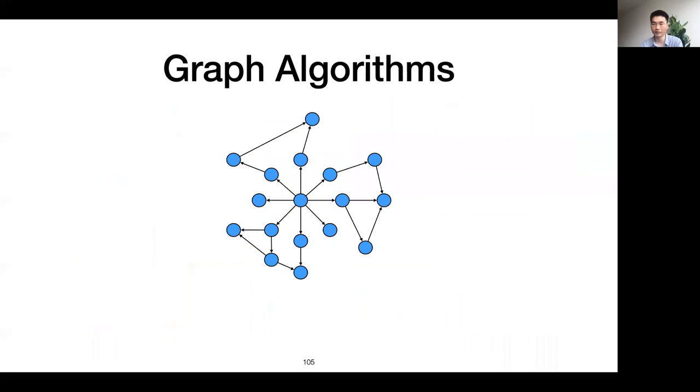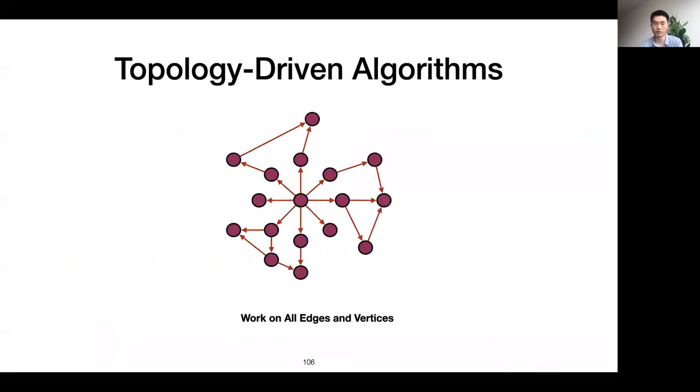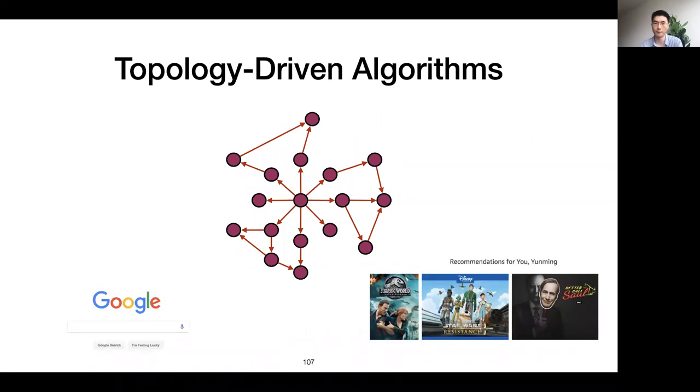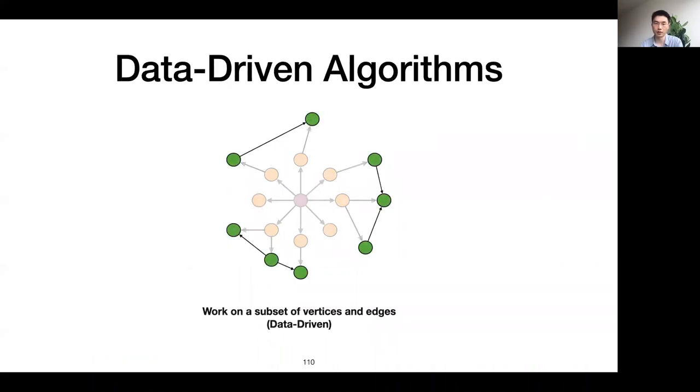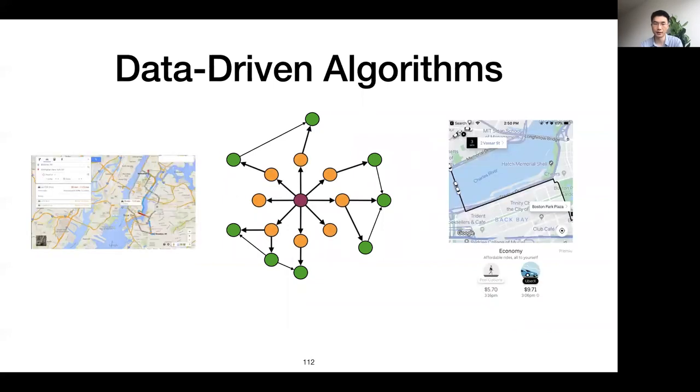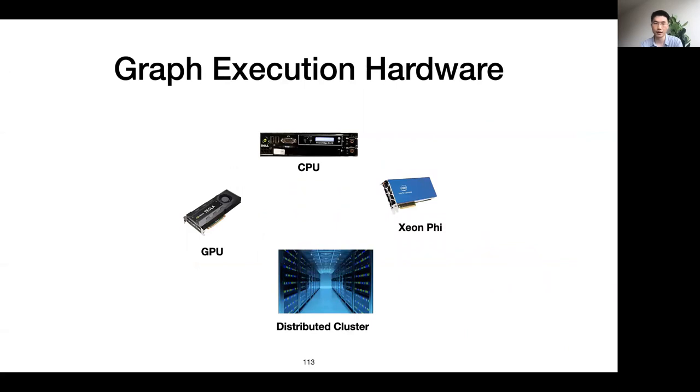And we've got different types of algorithms. We've got graph algorithms that work on all the edges and vertices. We call them topology-driven algorithms. Examples include PageRank and collaborative filtering. And we've got data-driven graph algorithms that only work on a subset of vertices and edges at a time. Things like single source shortest path or point-to-point shortest path fall in this category. And we've got different types of hardware: CPU, GPU, and distributed cluster.